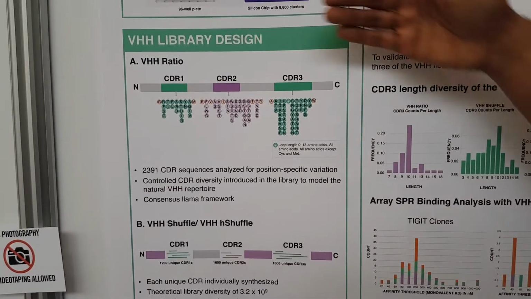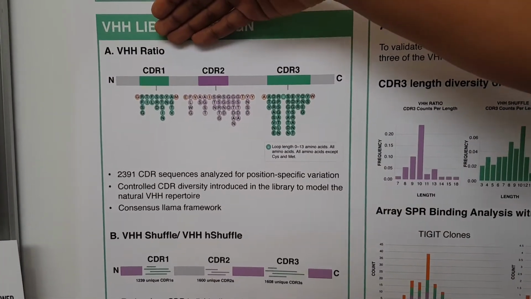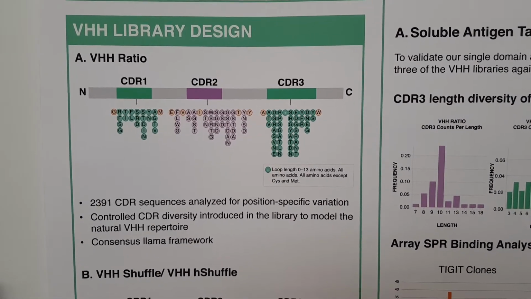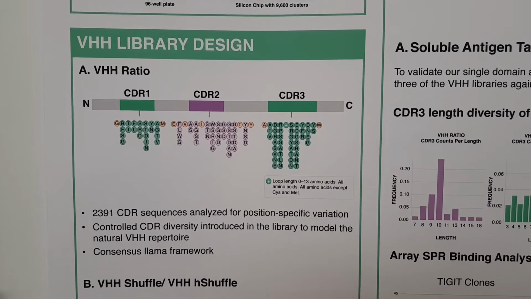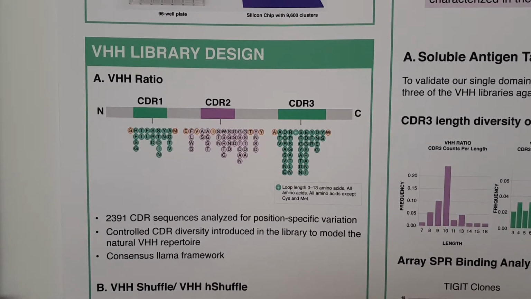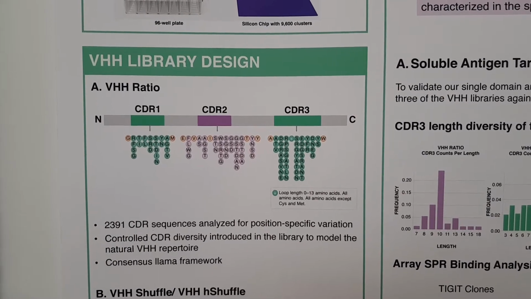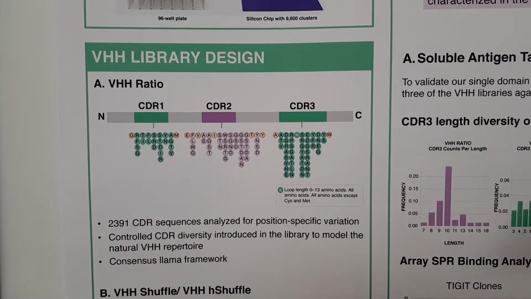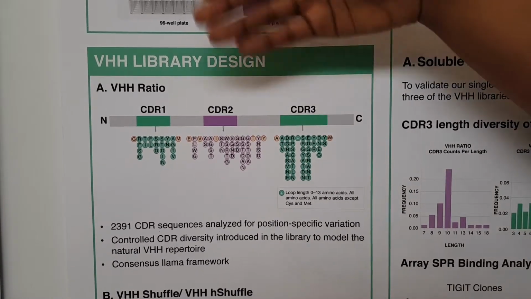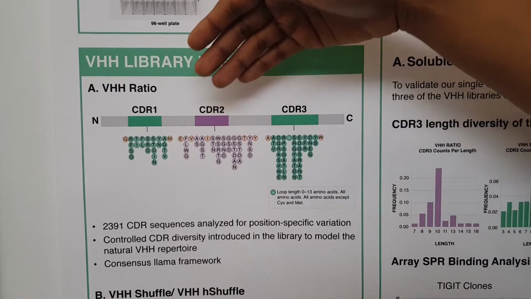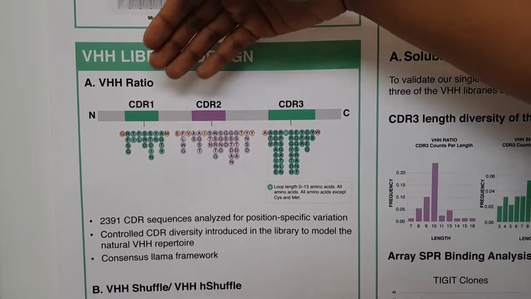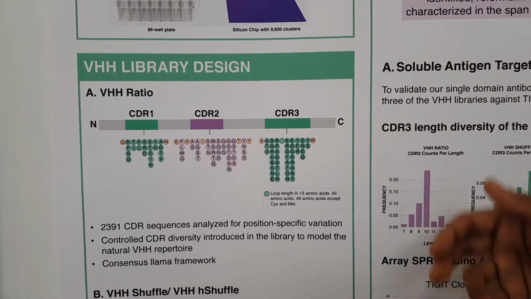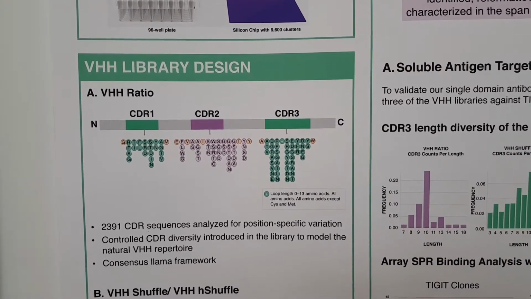Our very first design, which we call the VHH ratio library, was a very traditional approach of building libraries, where you look at all your antibodies and identify the ratio, or amino acid distribution, at each of the CDR positions, and you incorporate that distribution in your library. So in our ratio library, we have an amino acid composition at each of these positions, which is presented here. Also, we have a length distribution in the CDR3 loops.